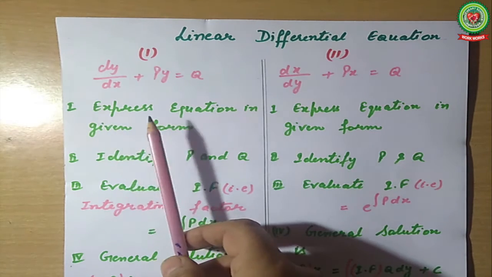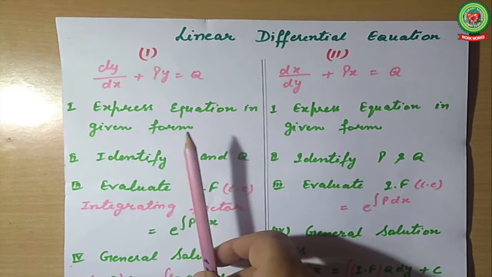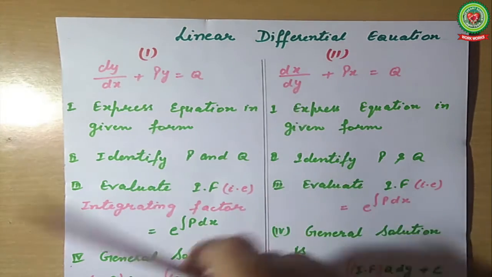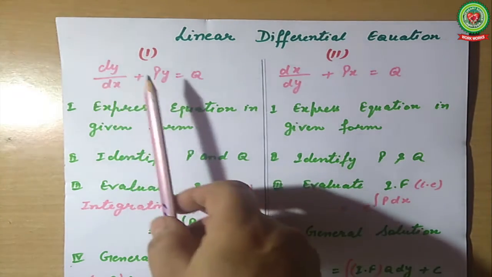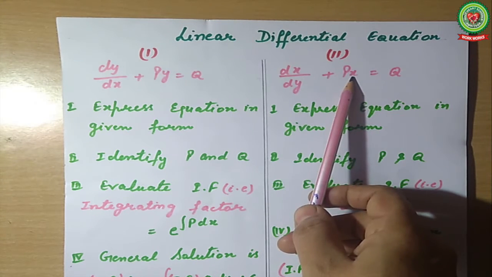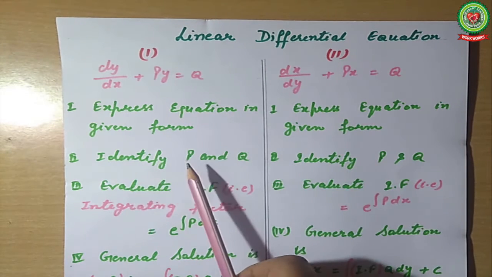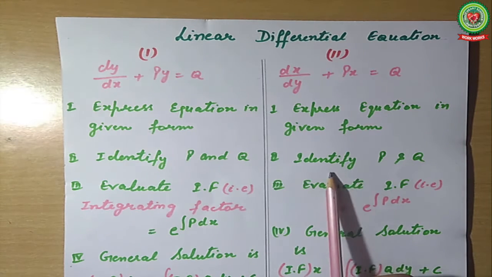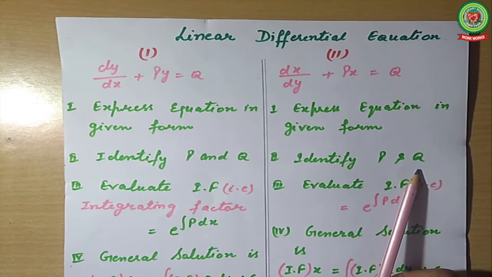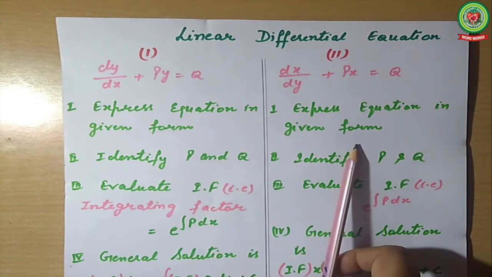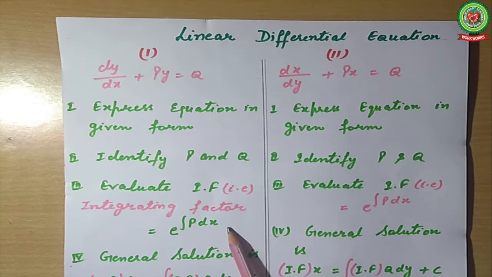First of all, we will express the equation in the given form, dy upon dx or dx upon dy. When dy is there, y is there with p. When dx is there, x is also with p. Then we will identify p and q. In this equation also, we will identify p and q. These first two steps are the same for both equations. The third step is also the same.